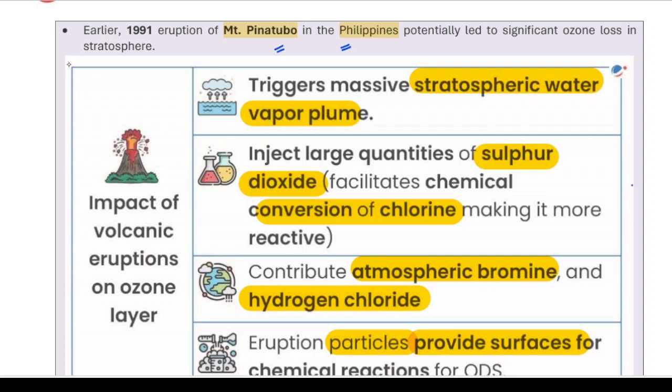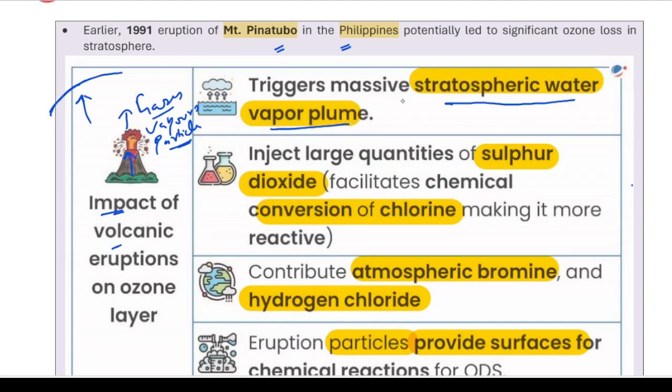So what happens when a volcano erupts? It releases many gases, vapors and particles into the atmosphere. These particles may reach up to the stratosphere layer also. Now what are the impacts of these volcanic eruptions on the ozone? That triggers mainly stratospheric water vapor flow. Water vapor, you know, traps the sunlight. H2O, water, traps the sunlight. We will study it in the climate change section.